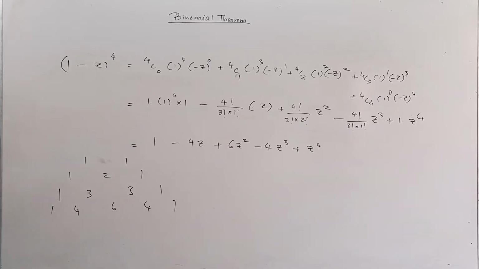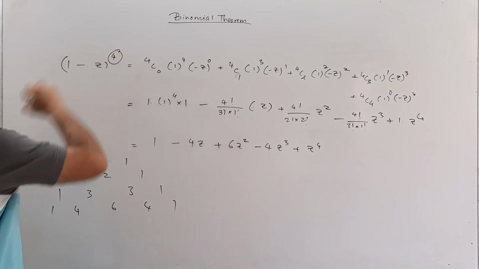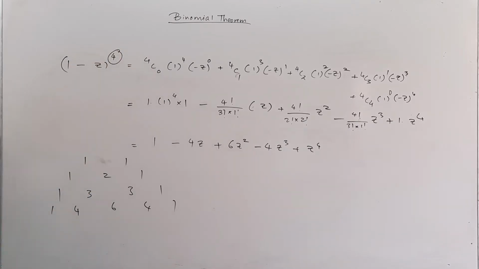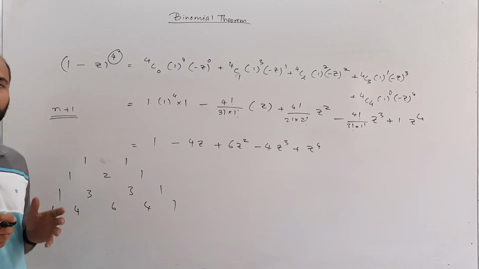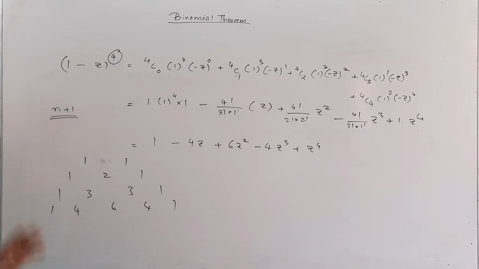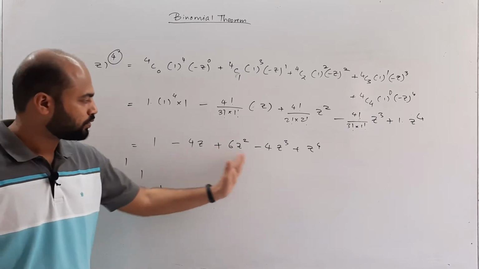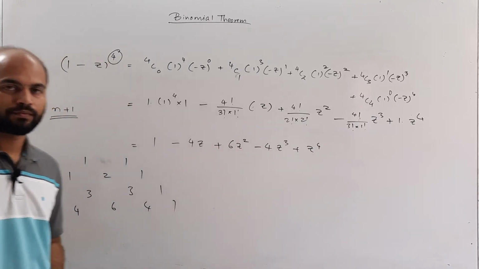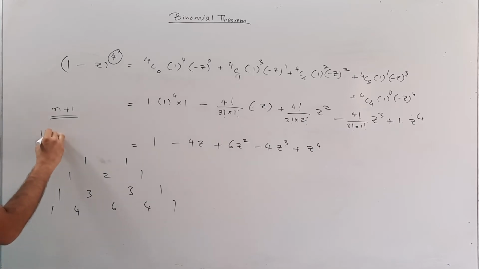Another observation is, if the power is n, then the number of terms in the expansion is n plus 1. If the power is n, then the number of terms in the expansion is n plus 1, as you can see. So here there are 1, 2, 3, 4, 5, 5 terms. So if the power is 100, the number of terms are going to be 101.